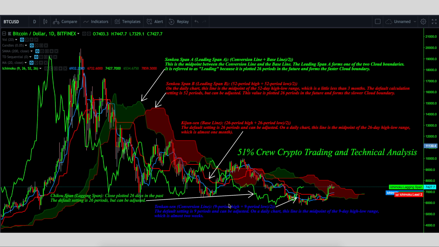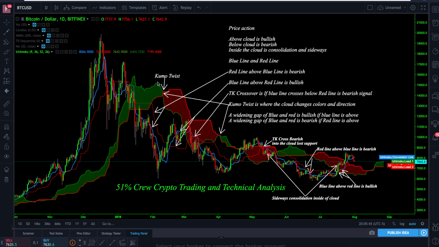So let's go back over it again real quick. Leading span A, top of the cloud or bottom of the cloud, but it's the green line. It can flip back and forth, okay? Leading span B is the red line, top or bottom of the cloud, depending on if there's been a twist. Then we have the baseline, which is red, and the conversion line, which is blue. So let me get this off of here and move to the next chart.